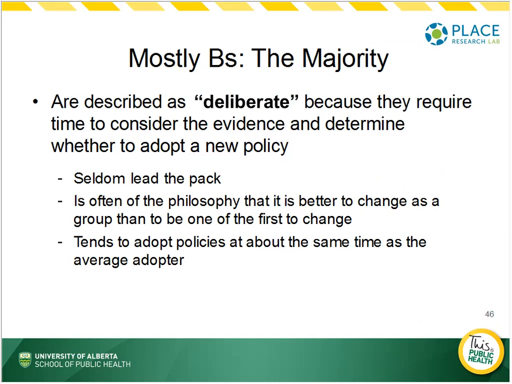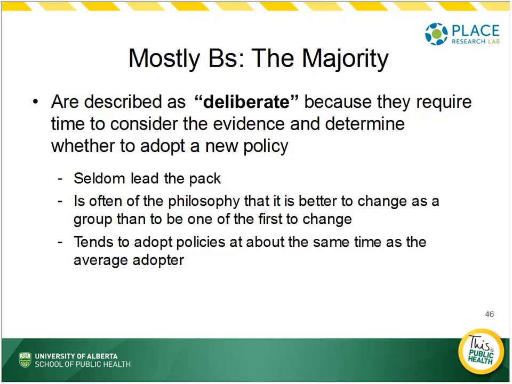So mostly Bs, the majority, are described as deliberate, as we said. They seldom lead the pack, and they take on the philosophy that it's better to change as a group rather than to be the first one afield. So this is where the thinking around having a critical mass of people willing to adopt a policy all at the same time is really important. And so when you're talking about supporting policy development or doing small a advocacy work around generating support for an issue, this is really what's happening at a majority phase.